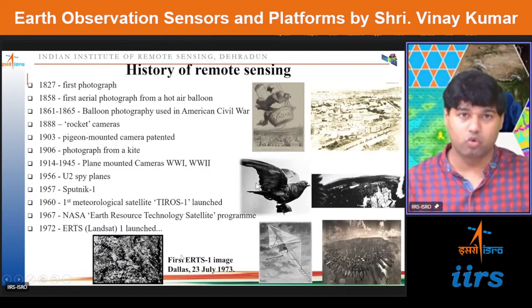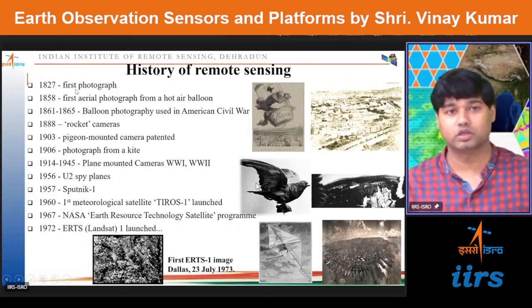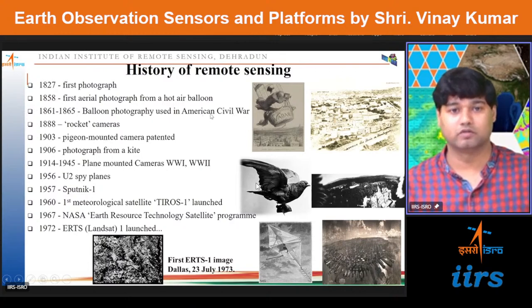Now let us go to the history of remote sensing, how remote sensing evolved. It started with the invention of the camera. So the first photograph was taken in 1827. Then they started putting the camera on a hot air balloon to take photographs. And that balloon photography was used in the American Civil War.